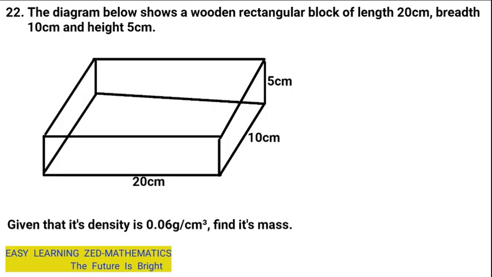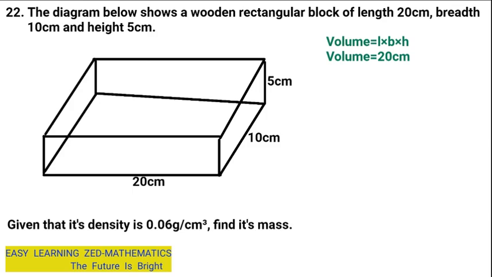So we write volume is equal to, what is the length? If we go to the statement, the length is 20 centimeter. But in case you're not given the length in the statement but it is given in the diagram, the longest side is the length. So the length is 20 centimeter, multiplied by the breadth, which is 10 centimeter, and the height is 5 centimeter.